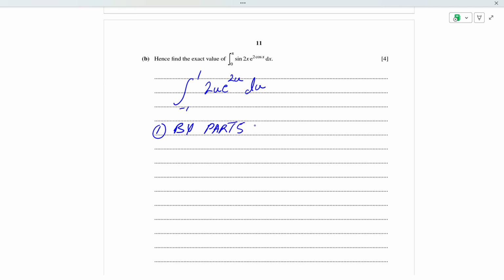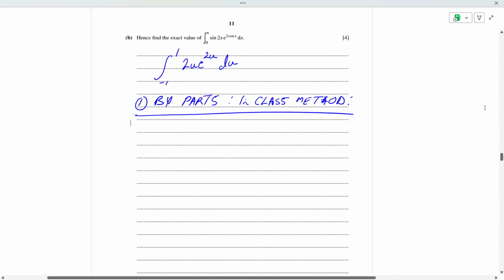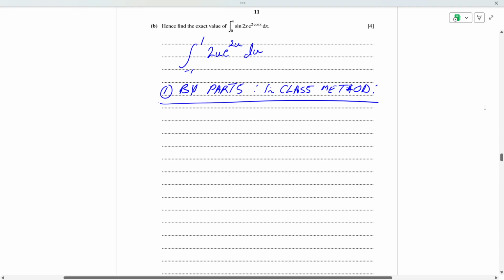Both of them are integration by parts, but this one is the in-class method. That's what I'll call it. This is the one that teachers teach you, which is messy. Actually, it's really not that effective. You'll see why in a moment. I never use this anymore. Once I learned the second method that I'll show you, I have never used this method when I do my integration by parts.